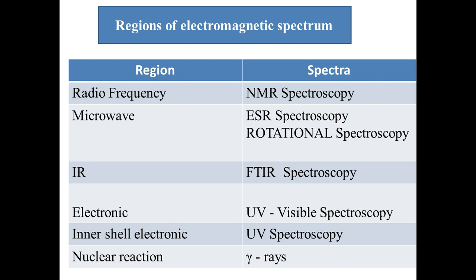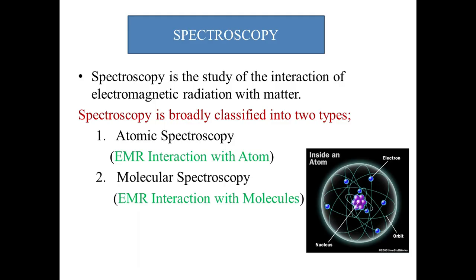So, the regions of the electromagnetic spectrum and the spectra: radio frequency gives NMR spectroscopy, microwave spectroscopy, ESR and rotational spectroscopy. IR radiation gives FTIR spectroscopy. Electronic radiation gives UV-visible spectroscopy, and inner shell electronic transitions, also UV-visible. Nuclear reactions correspond to gamma rays. So this is the region and the corresponding spectra.